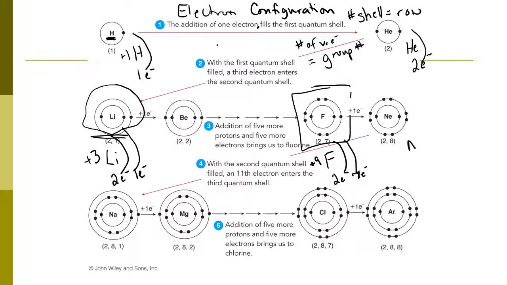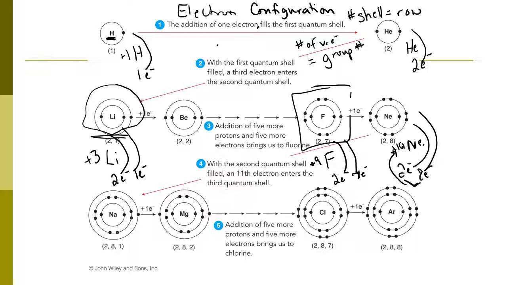Neon has 10 electrons total. The first shell of electrons is 2. The second shell is 8. When you add these together, it's going to equal your total number. The number of shells is the row number. The number of electrons in each shell is equal to the group number based on the North American numbering system.